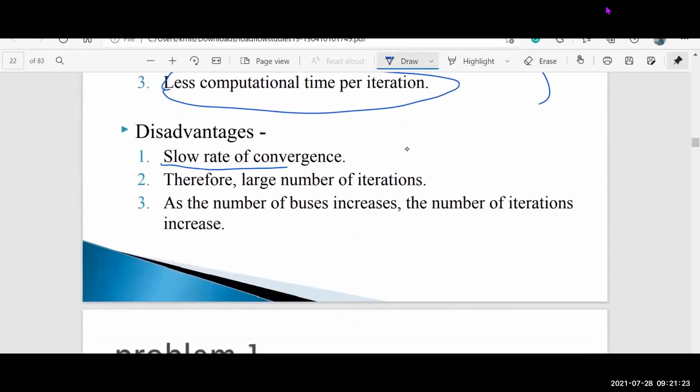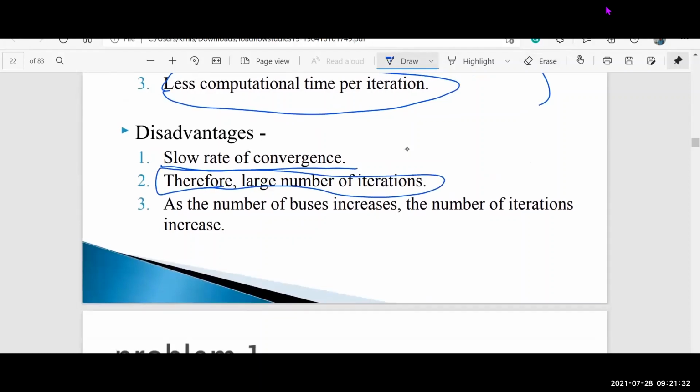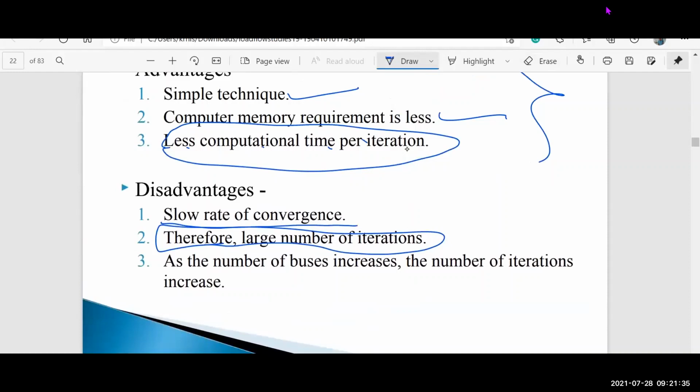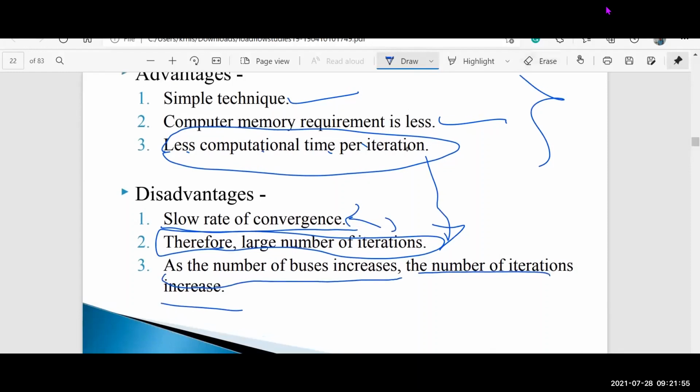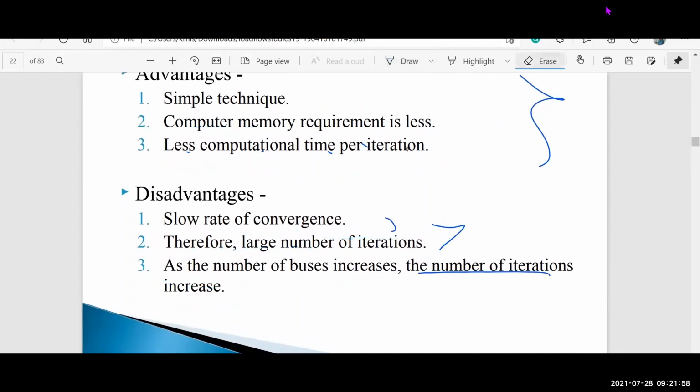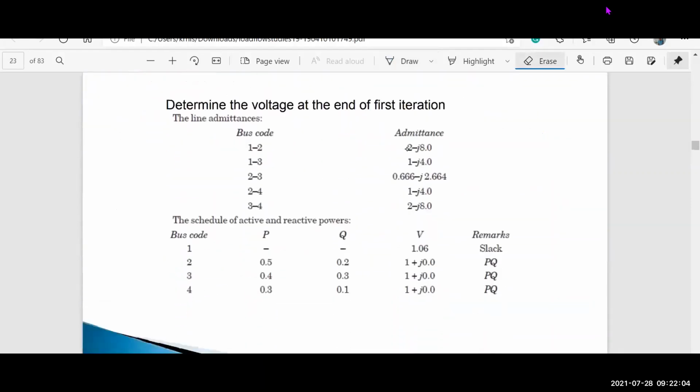The disadvantage is the slow rate of convergence. Convergence takes a very slow speed, therefore a large number of iterations is required. See, the computational time per iteration is less, but it requires a large number of iterations to converge. That's why the convergence rate is very slow, and the time taken to converge is much longer. As the number of buses increases, the number of iterations increases. So as many buses as there would be, as many iterations would be included.